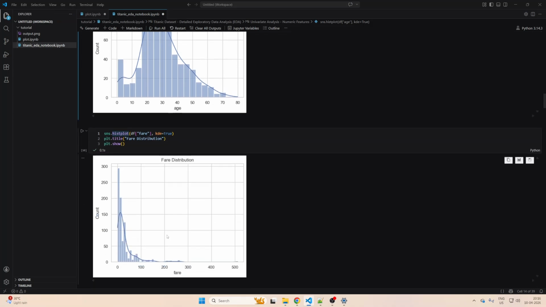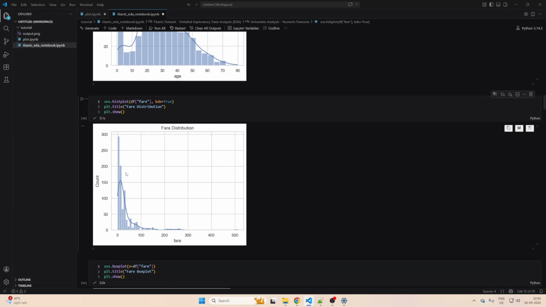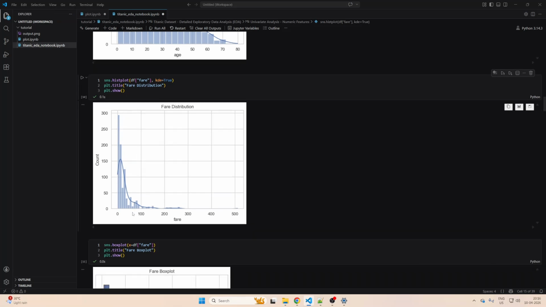Now let's see how fare is distributed. More people have traveled with a smaller ticket fare, because class 3 people will be more compared to class 1 and 2. This is also a right skewed distribution.